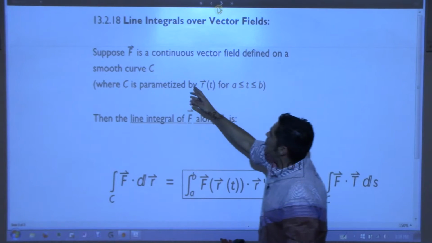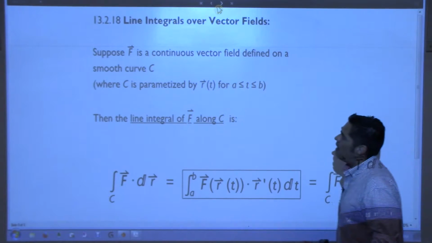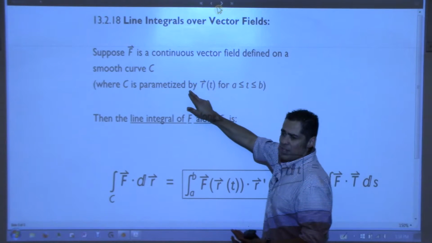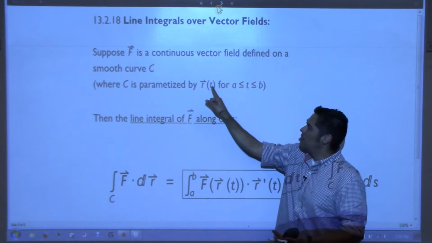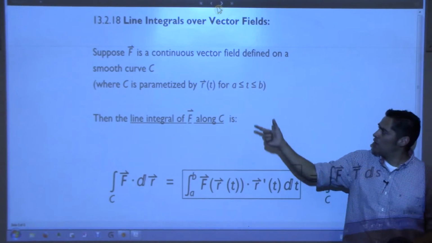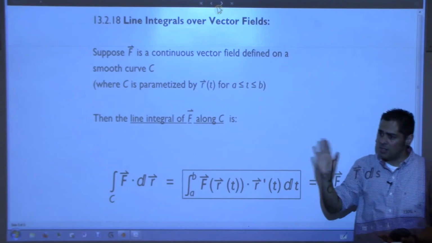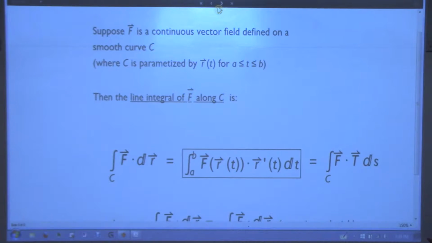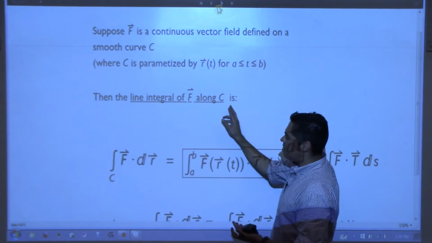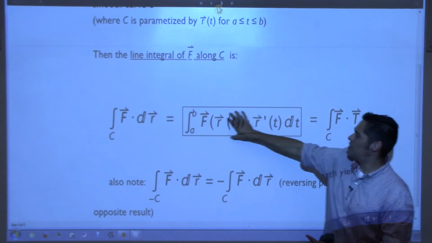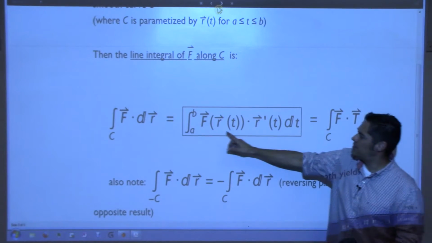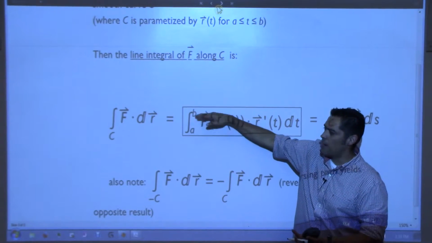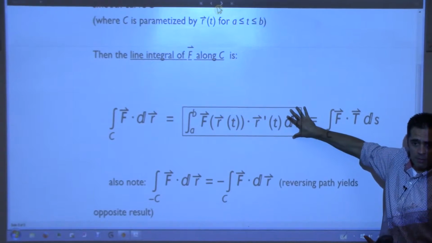Suppose that F is a continuous vector field defined on a curve, and you have some way of parameterizing that curve. So you have generated the vector function that draws the curve. You also know what your restrictions on t need to be to draw the entire curve. Then the line integral of the vector function F along C is exactly what I just told you a second ago. All right? It's F dot the derivative of r with respect to t, limits are a and b. So that's exactly what I had before.